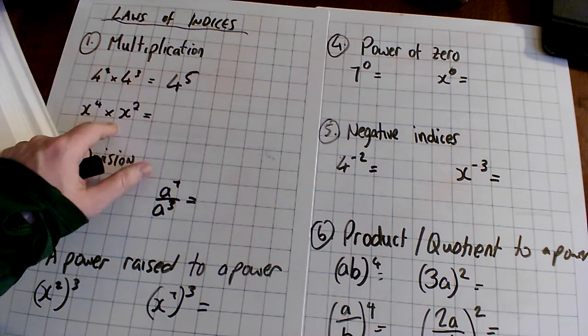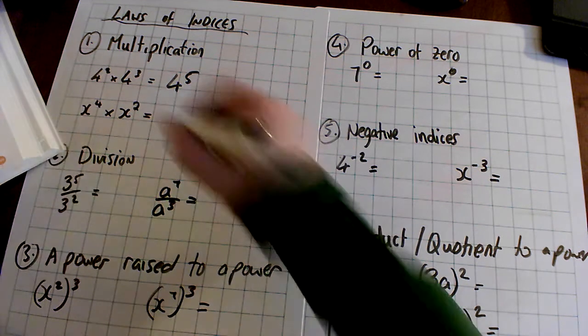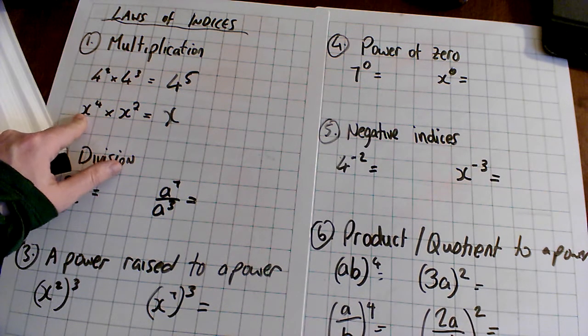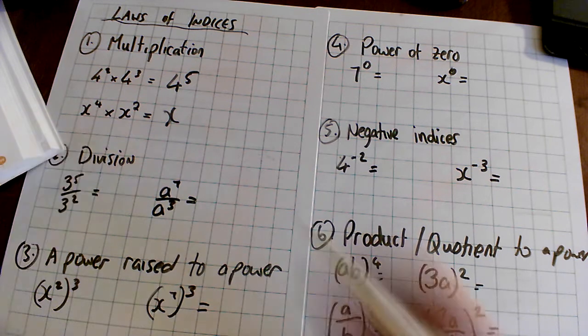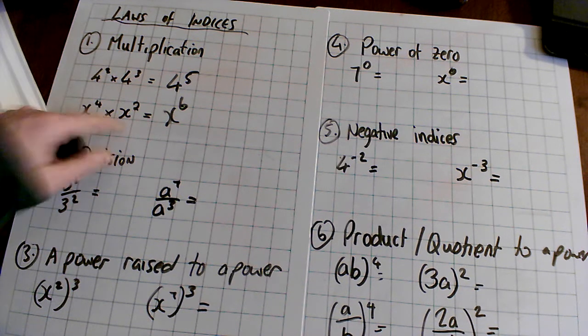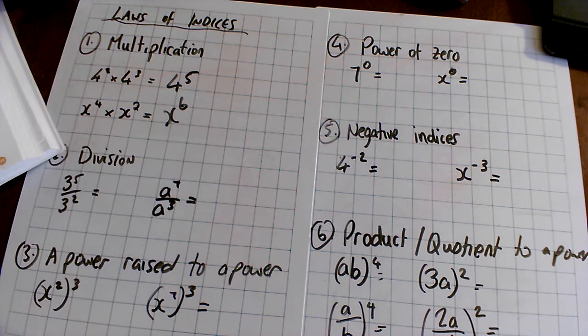2 plus 3 is 5. Same with here. It's going to be x, and this is x to the 4, which is x by x by x by x, and this is x squared, which is x by x. So altogether there's 6 x's, and 4 plus 2 is 6. So when we're multiplying, we add the indices, and that's in the first yellow box. So take down that and take down the yellow box as well.